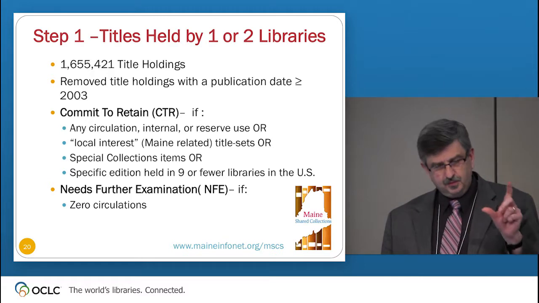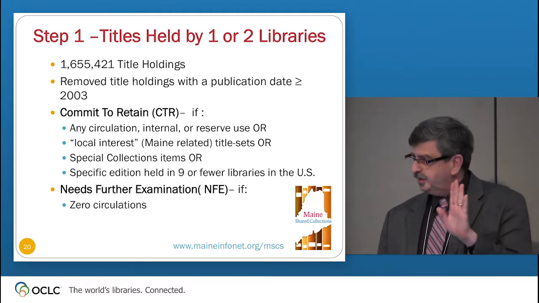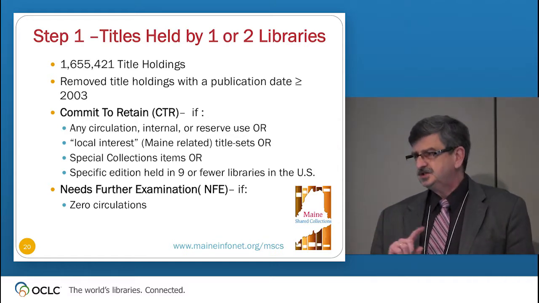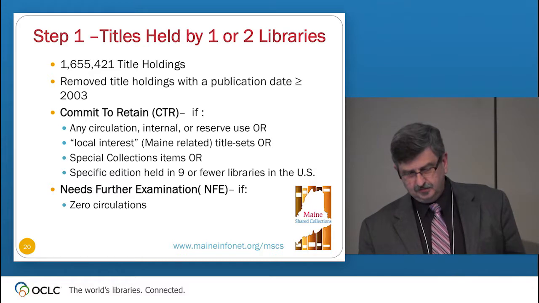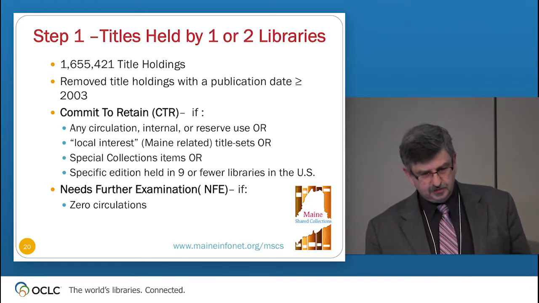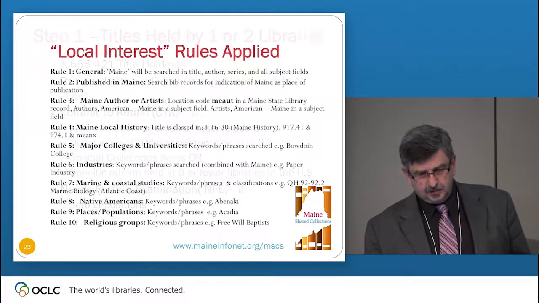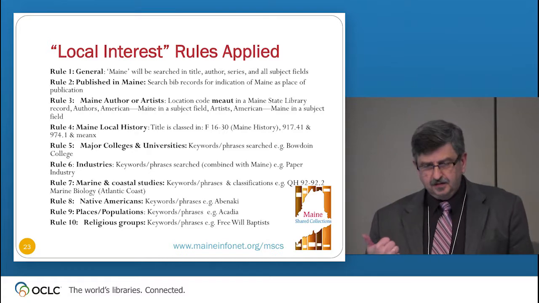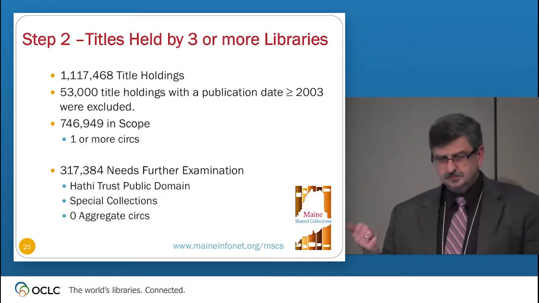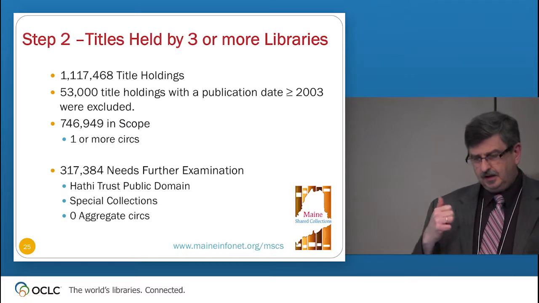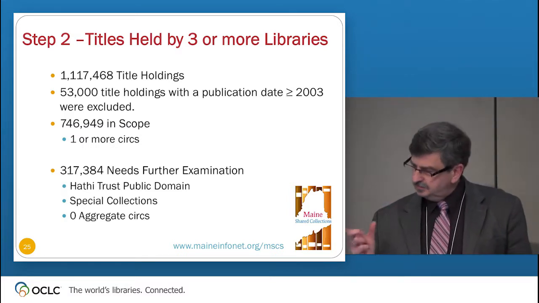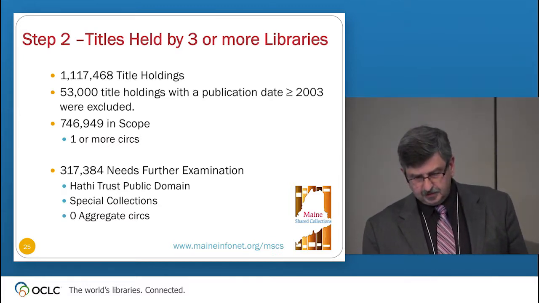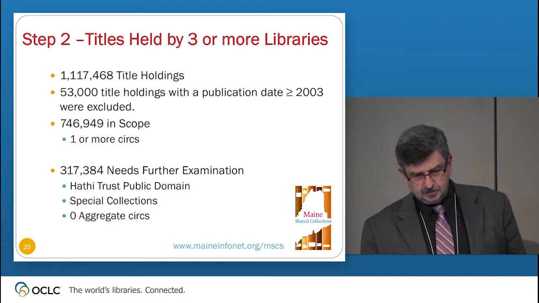So to recap what we've done here: stuff that was held by 1 or 2 libraries, we basically kept almost all of it, except if it had no circulations at all. We made no commitments to those. We figured after 23 years, it isn't really that important. Local interest rules: we kept all kinds of local stuff. In the 3 or more category, again, lots of stuff. There were about 750,000 titles in scope, and those were the ones where we made a complicated procedure.